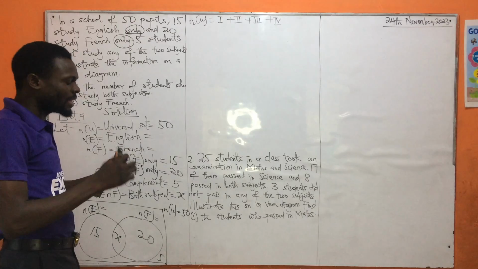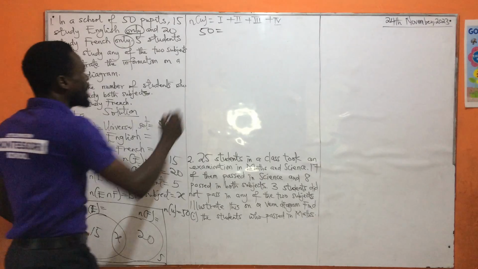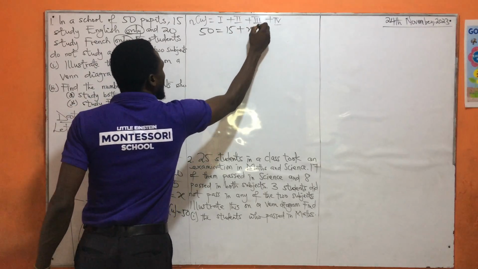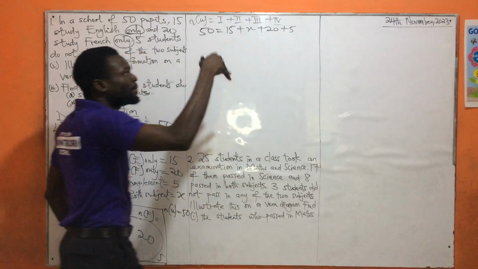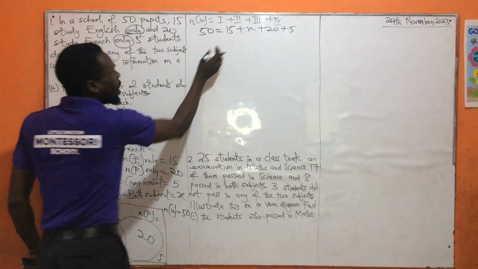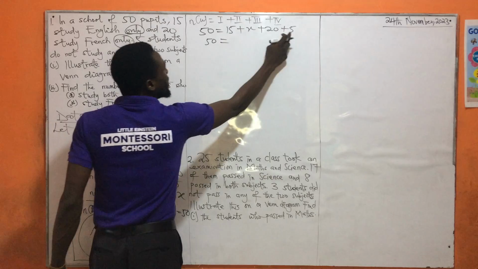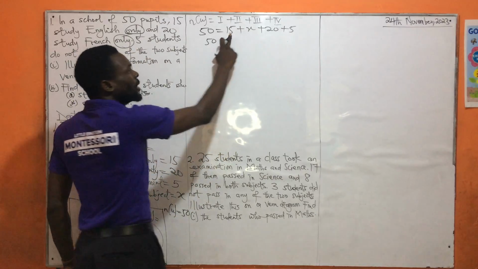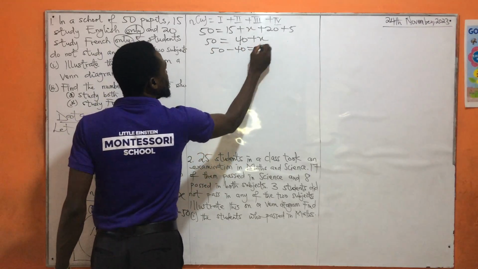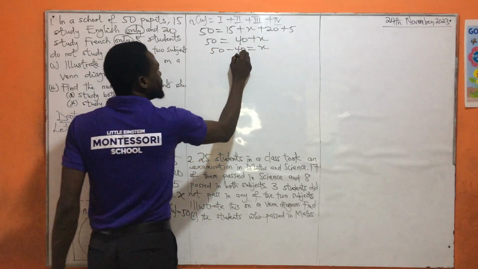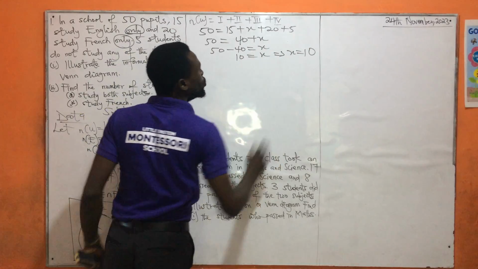So what do I have at my universal set? I have 50, which is equal to 15 plus X plus 20 plus 5. And this gives me a simple equation to solve for X. So add this one, you are going to get 50 is equal to this plus this will give you 20, plus this will give you 40, plus X. So we have 50 minus 40 is equal to X. So we have 10 is equal to X, which means X is equal to 10.